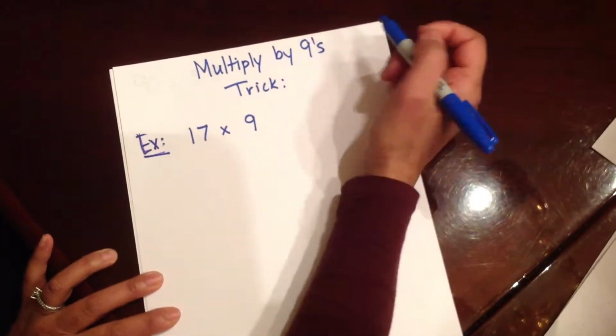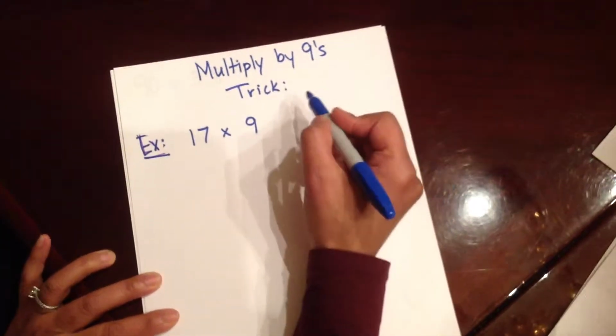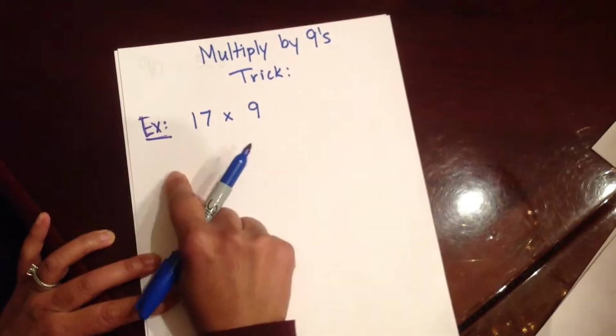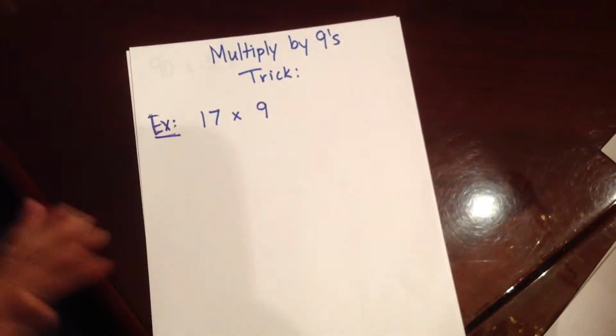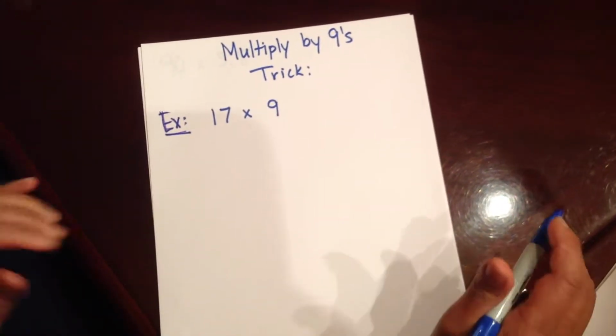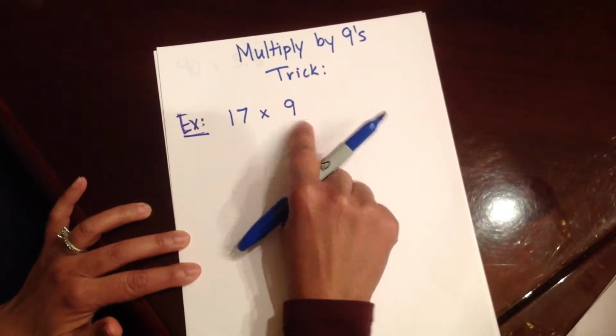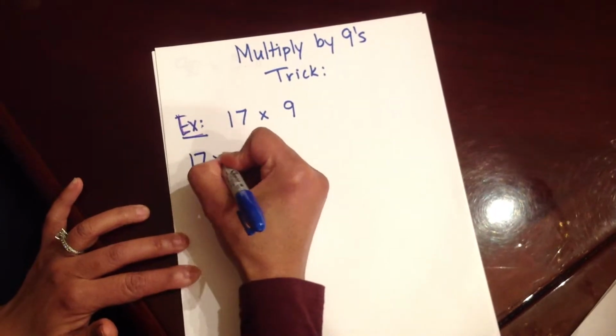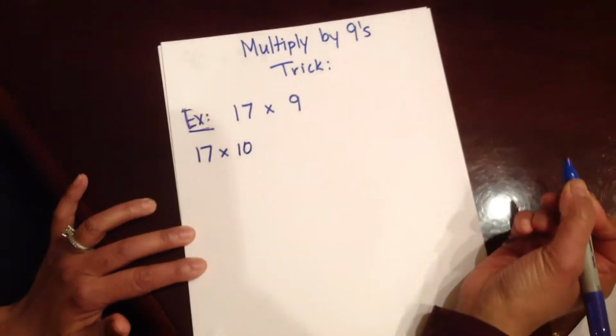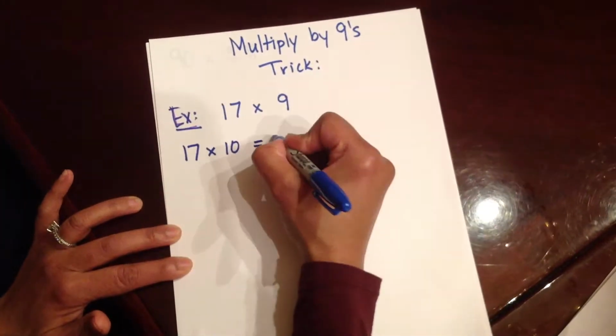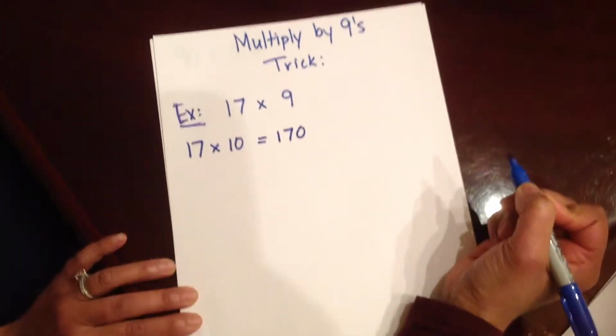Today we're going to multiply by 9 and we're going to be using the trick. I'm going to be using the example 17 times 9. The trick says to multiply the number you're multiplying 9 by to 10. So 17 times 10 is equal to 170.